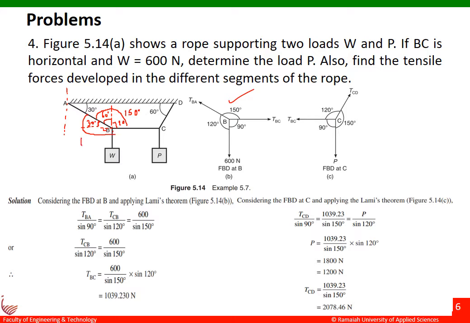Same thing is written over here. Next we have to find out the angle between these two. If this is 30 degrees, this will be 90 degrees. Totally it will become 120 degrees. Same thing is written over here. Next thing is we have to find out the angle between this. This is directly taken as 90. This is what we have written here. So we know the forces, we know the angles. Let us apply Lami's theorem here.